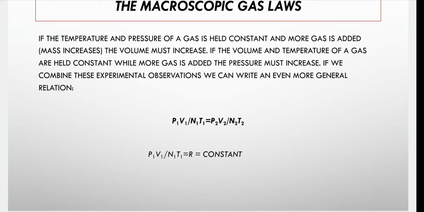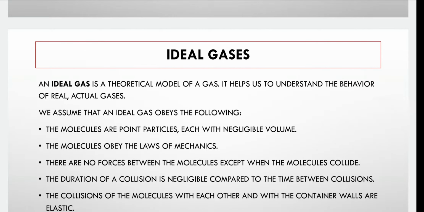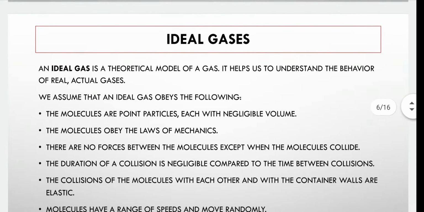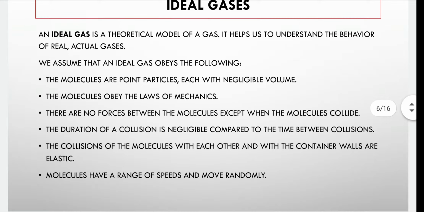So P1 V1 over N1 T1 gives you a constant amount, which equals the same for P2 V2 over N2 T2. This leads us to understand a new term which we call the ideal gas. The ideal gas is not real; it is theoretical, used for modeling a gas. It helps you understand the behavior of other gases, and the ideal gas has the following assumptions.